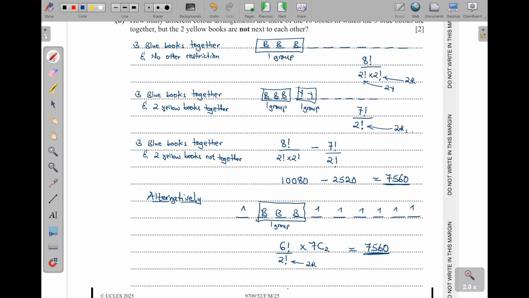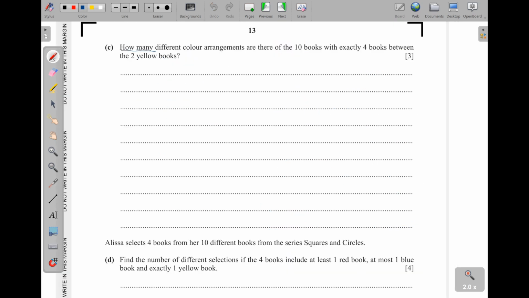That is that. Part C. How many different color arrangements are there of the 10 books with exactly 4 books between the 2 yellows?